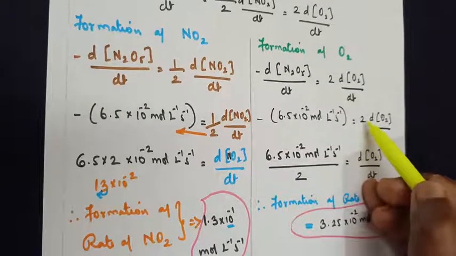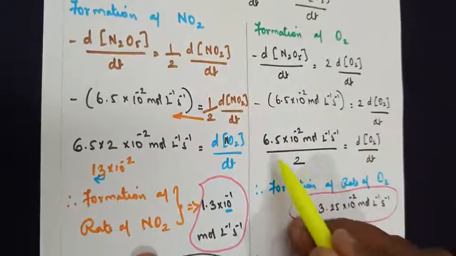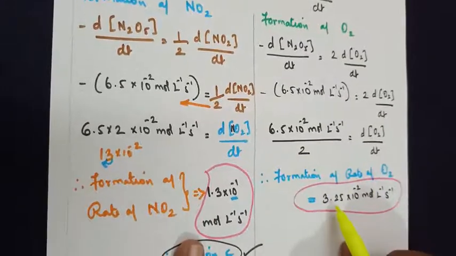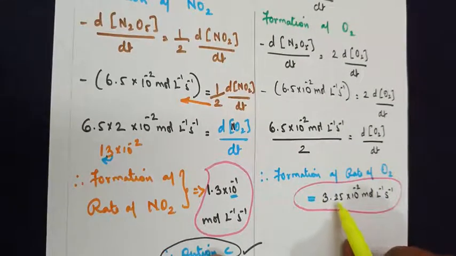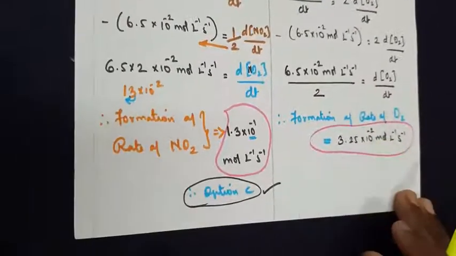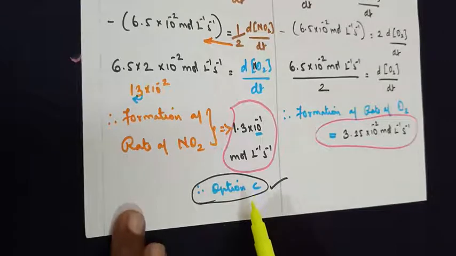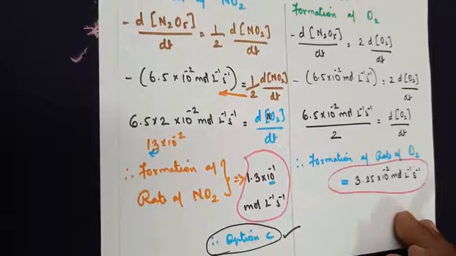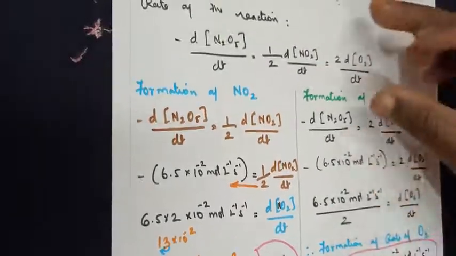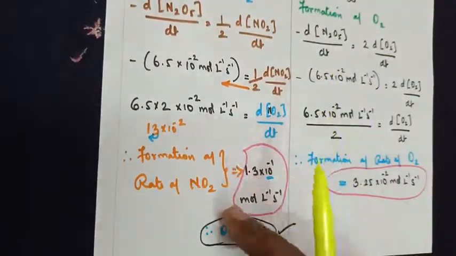What is in the numerator comes down to the denominator. So when we simplify, we get the answer to be 3.25 into 10 to the power minus 2 moles per liter per second. So in your given textbook, there are 4 options given to you. Option C is the right answer. Only so much, children.